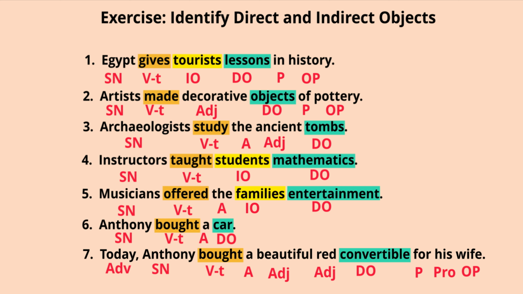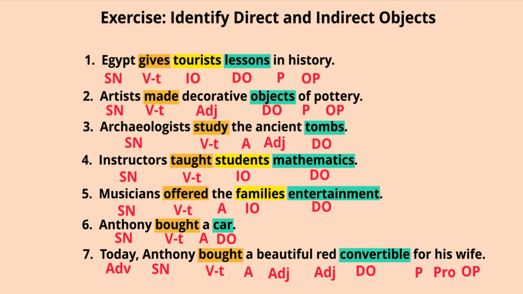As we have the direct object, the verb gives becomes the transitive verb. To find the indirect object, let's ask this question. Egypt gives lessons to whom? Tourists. So tourists will be the indirect object, and the rest of the sentence, in history, is the prepositional phrase because in is the preposition and history would be the object of the preposition.